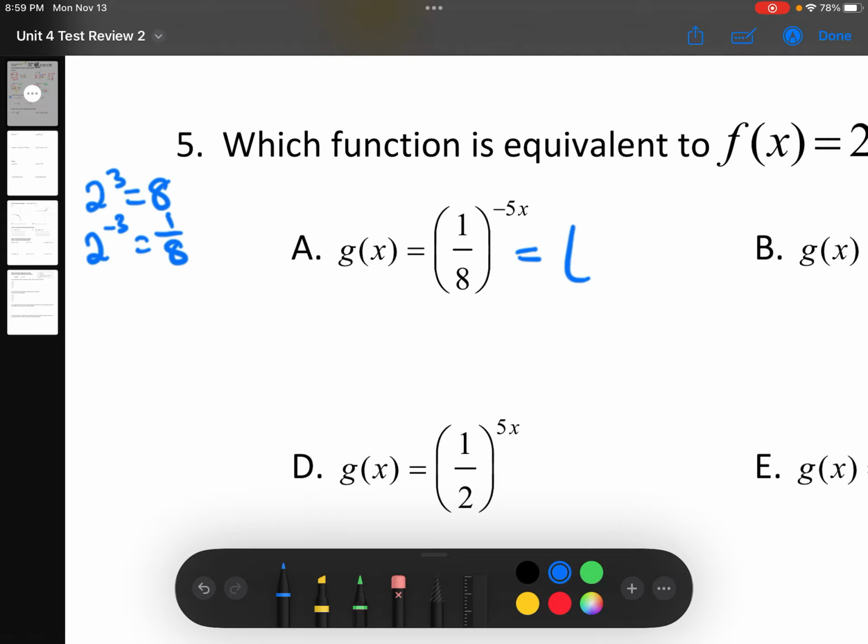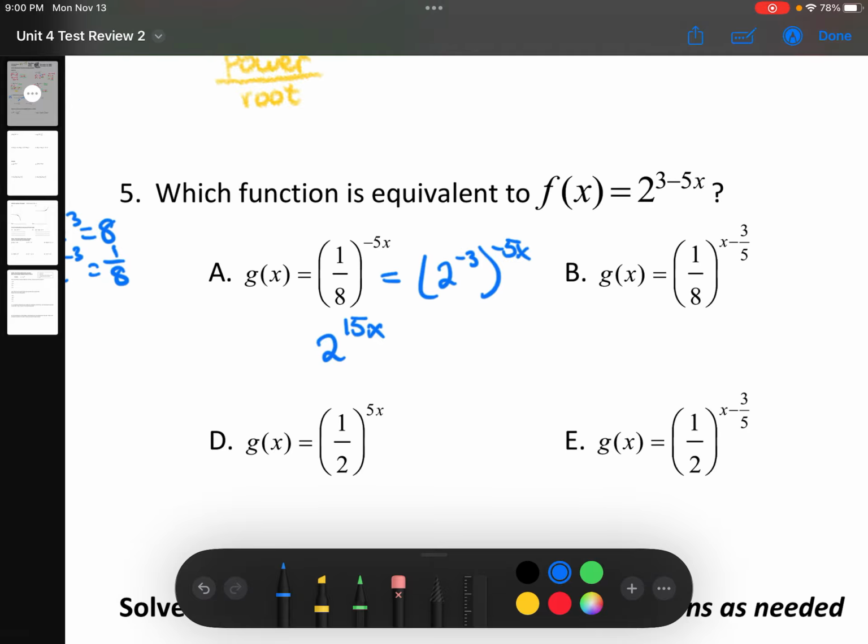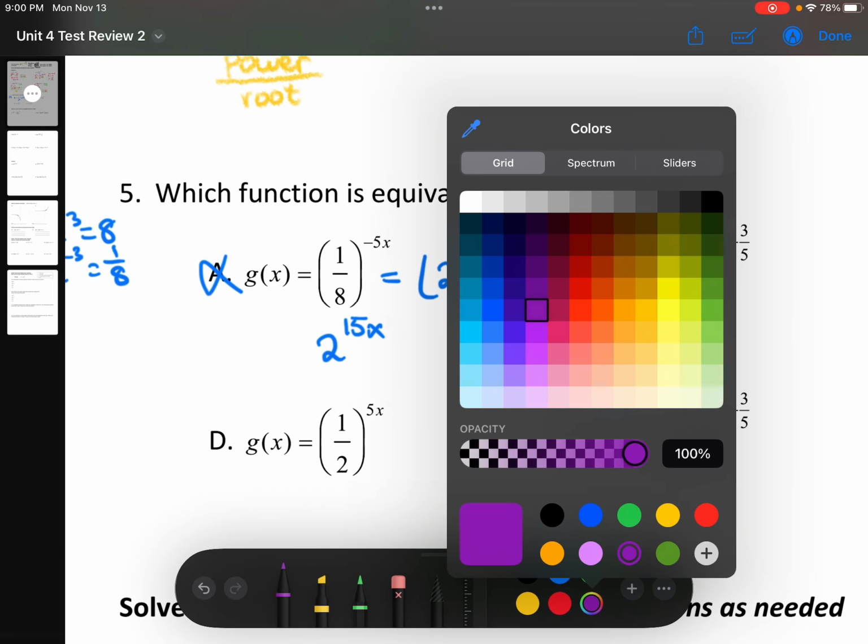So if I write this as 2 to the negative third to the negative 5x, raising a power to a power multiplies. That's 2 to the power of 15x, which is not equivalent to what I needed. So answer A is not it.